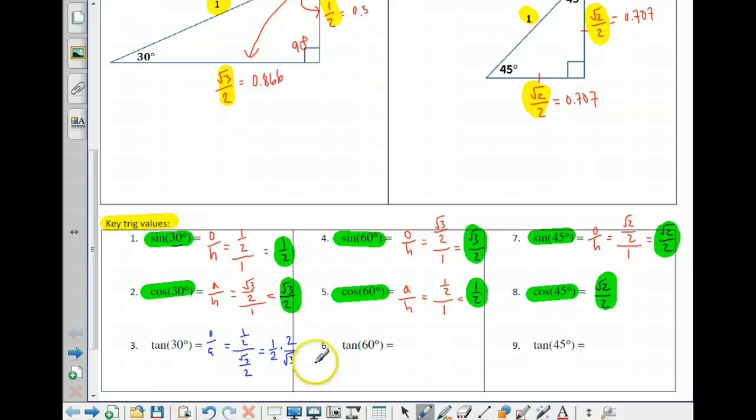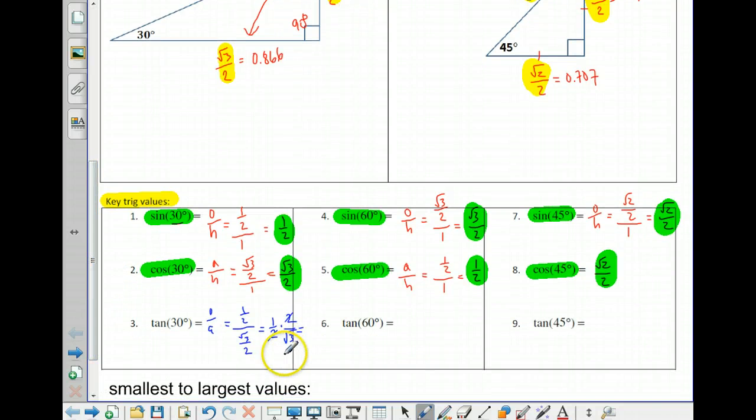Okay, so 2 and 2 cancel out. I'm left with, what am I left with? 1 over square root of 3. Which takes us back to our days in Algebra 2. Ms. Miller hates radicals in the denominator.